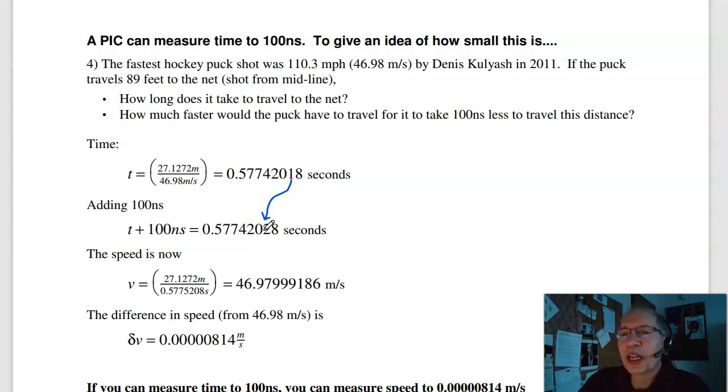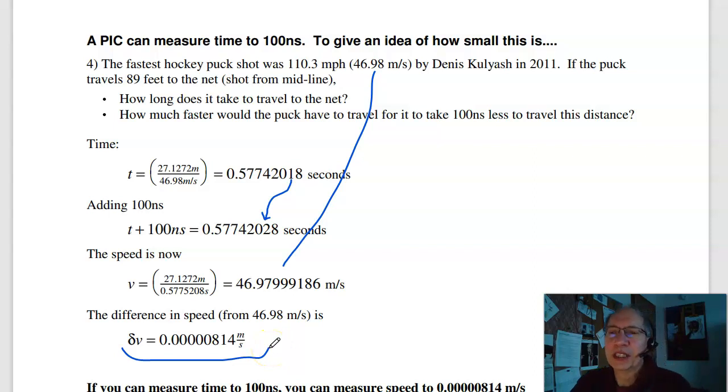If I go back and calculate the velocity, if this is the time, the puck is now traveling at 46.9799918 meters per second. The difference between those two is 0.000008 meters per second. So with the PIC, I can measure speed to 0.000008 meters per second, which is pretty darn impressive. Basically, if you measure time to 100 nanoseconds, you can measure things like speed really, really accurately.